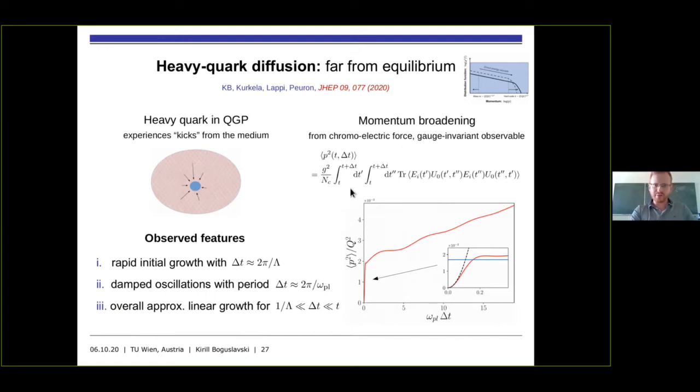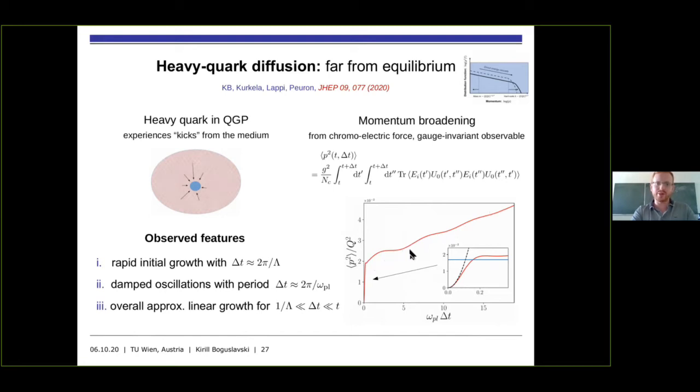Now, this momentum broadening, this correlator, is actually a gauge invariant observable. As you see, it can of course be extracted in the numerics, and this is now shown here. You find three different parts of its evolution. One very, very early part, which can also be understood pretty easily in terms of decoherence, and then some diffusion parts.